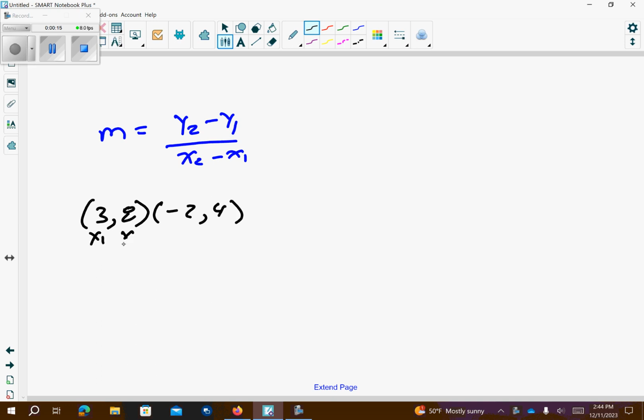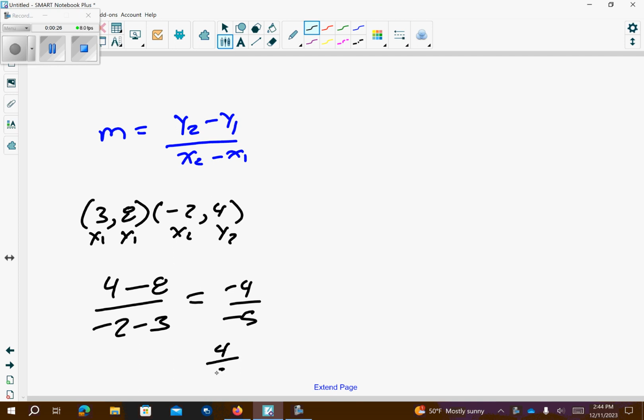So x1, y1, x2, y2. So I'm going to get 4 minus 8, negative 2 minus 3, which is negative 4 over negative 5, which gives a slope of 4 over 5. And that's all you'd have to do.